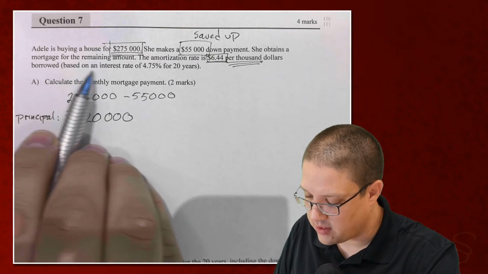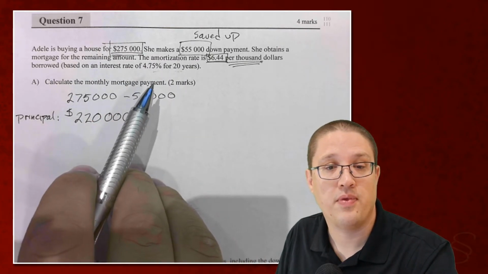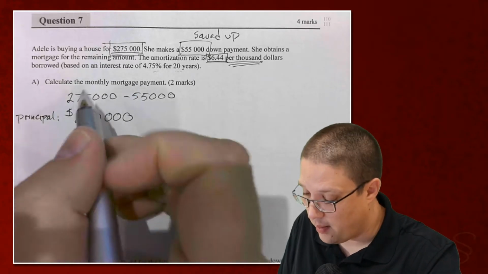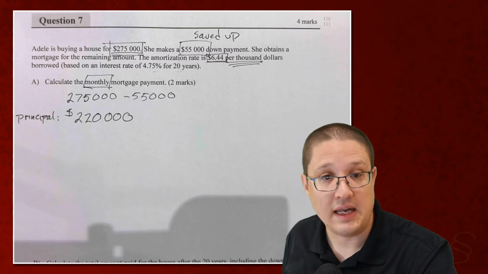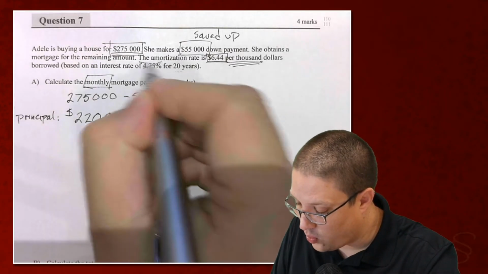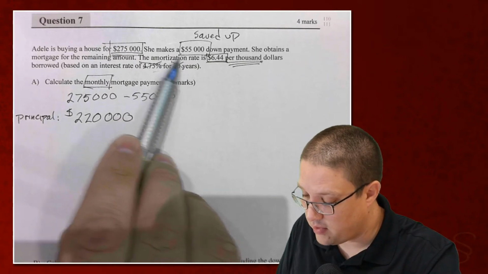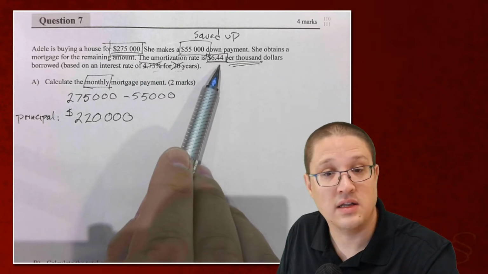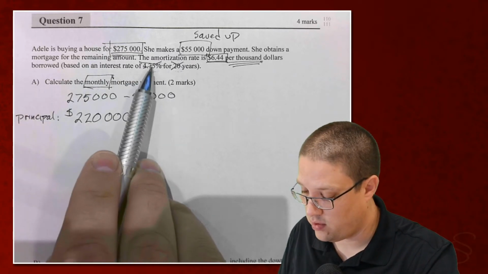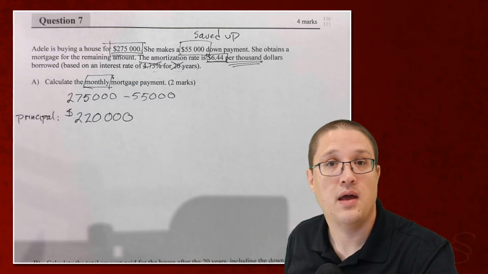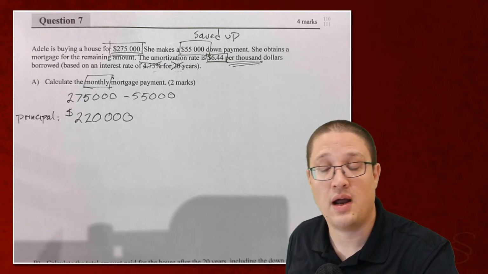And if we keep going, it says based on an interest rate of 4.75% for 20 years. When we're calculating the monthly mortgage payment, if you see this word monthly, we're going to ignore these numbers for now. These numbers here are only used to find this one, so we're ignoring them. If you see monthly mortgage payment, we're not going to use that percent. It's compounded interest, and that's a lot more complicated than we want to deal with right now.